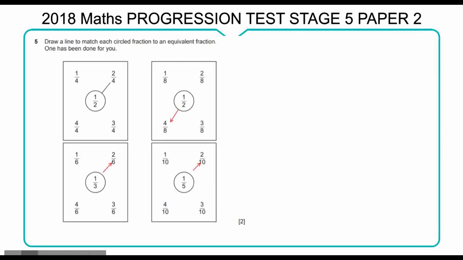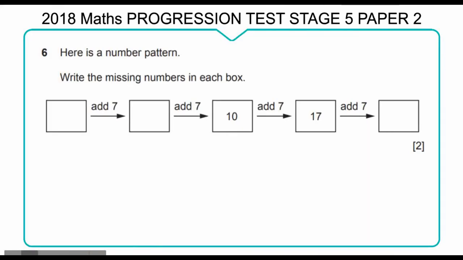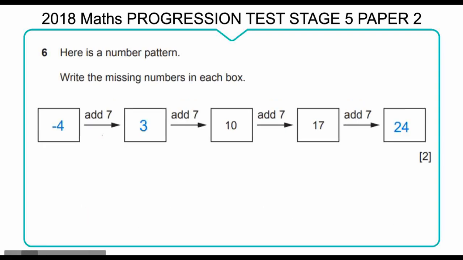Question number 6. Here's a number pattern. Write the missing numbers in each box. Let's review the answer. So this is the answer. If you get confused how it works, here is the explanation.